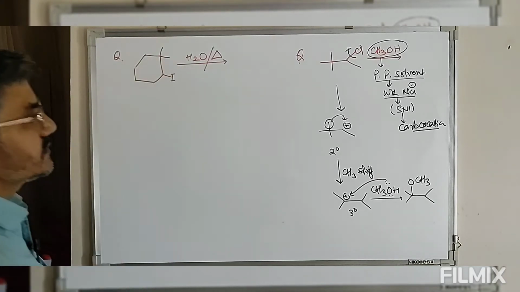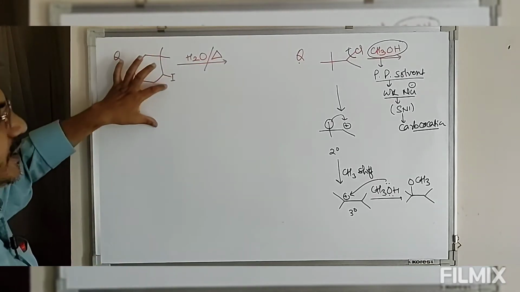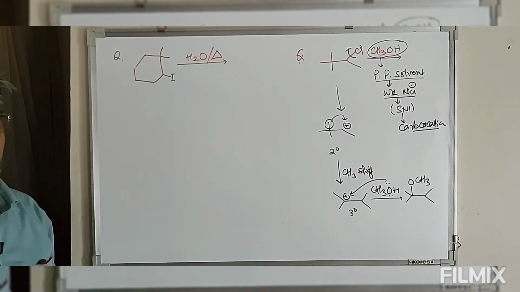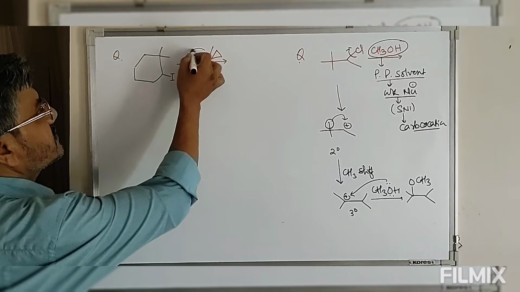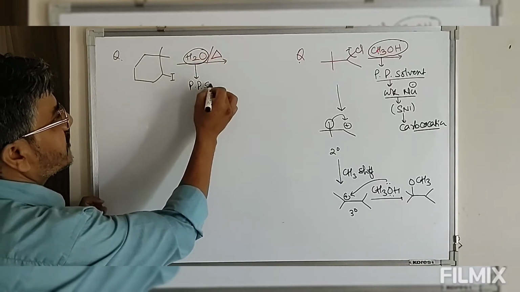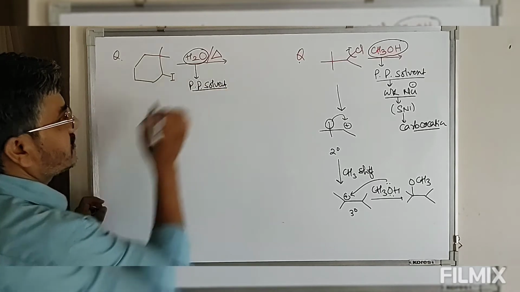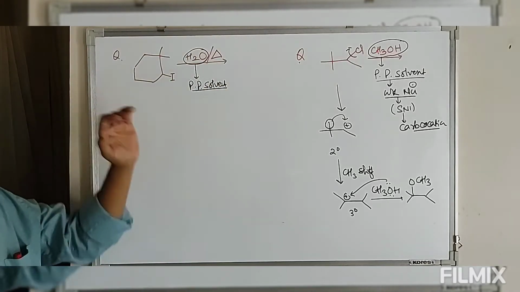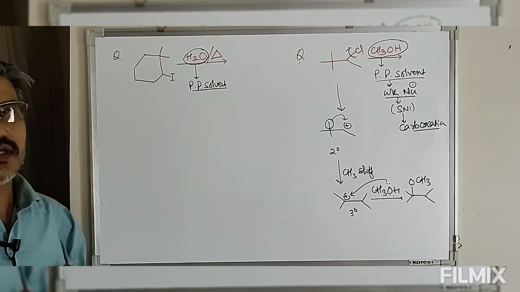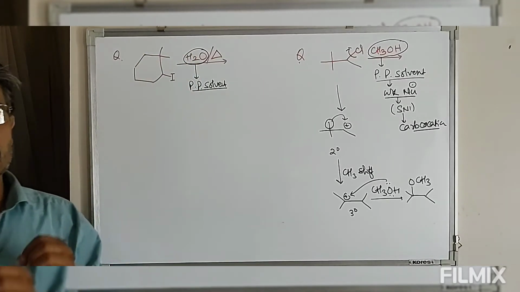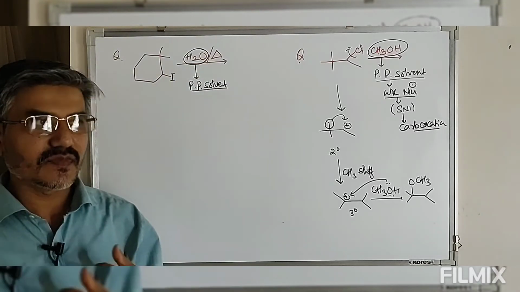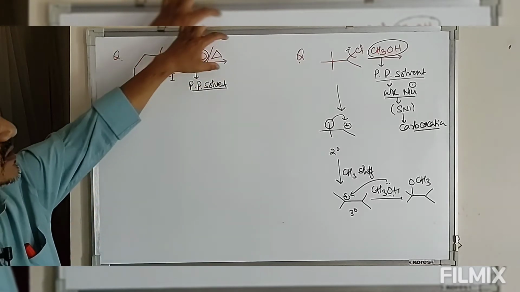We have the next reaction. We have a secondary alkyl iodide, which is treated with H2O followed by heating. First, we have seen that H2O is a polar protic solvent. Now we are treating this alkyl iodide with a polar protic solvent, followed by heating. Now the effect of heat on the reaction: this reaction is followed by heating.